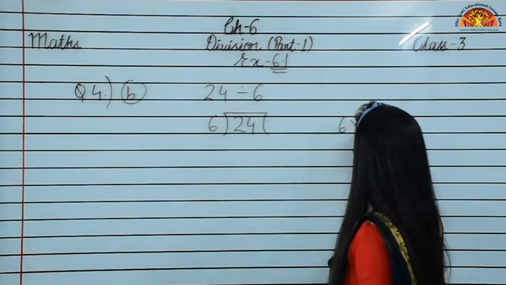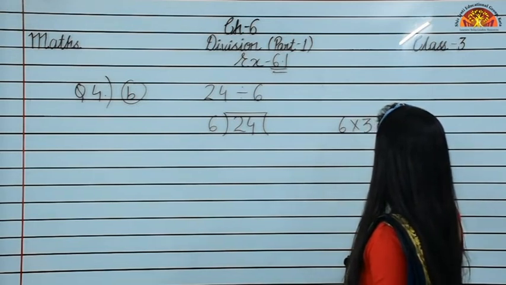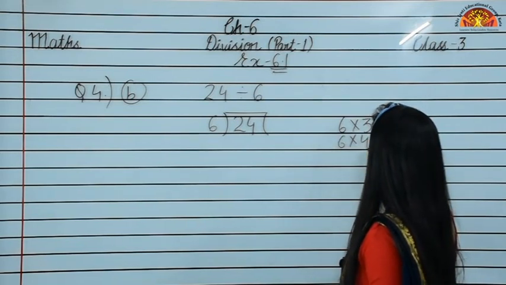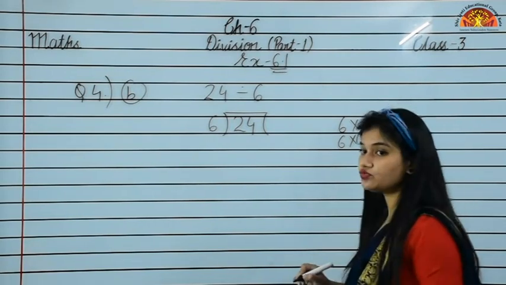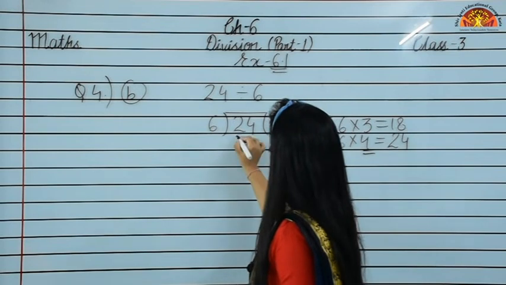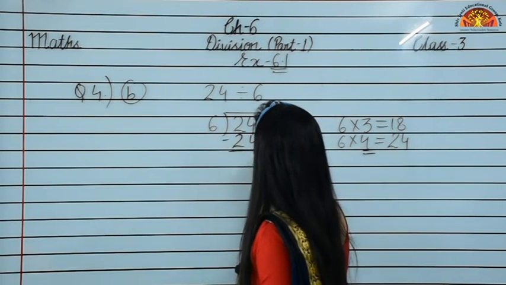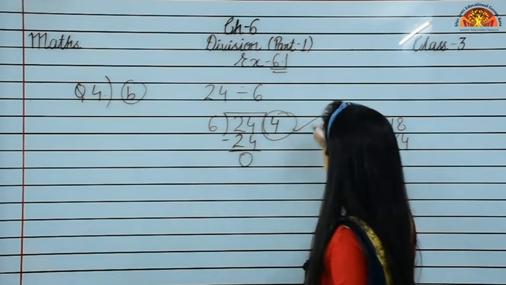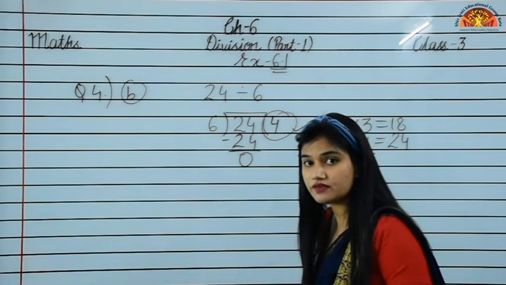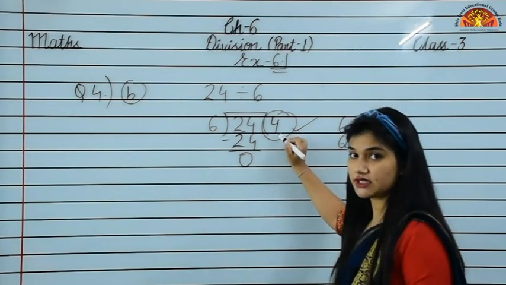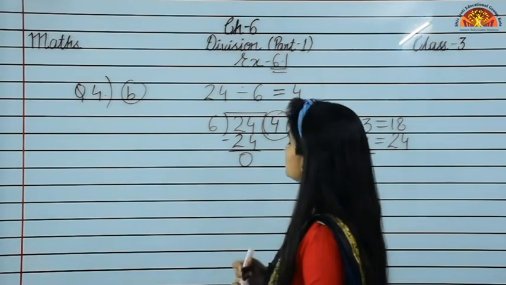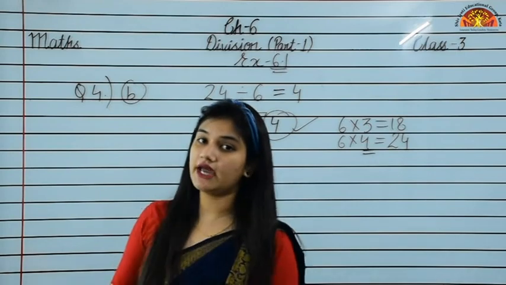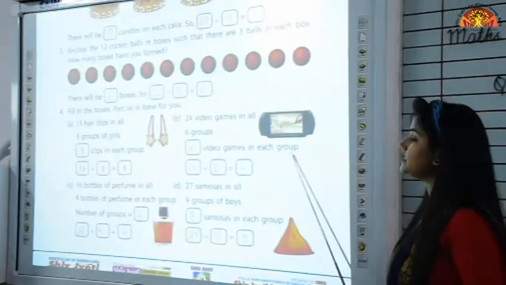So as you know, 6 3s are 18 and 6 4s are 24. So how many times are you getting 24? You are getting 4 times 24 here and the remainder is 0. So now what is the quotient and what is the result of division? The result of division is 4. It means your answer is 4. So when you divide 24 by 6, you will get the answer 4. It means 4 video games in each group.